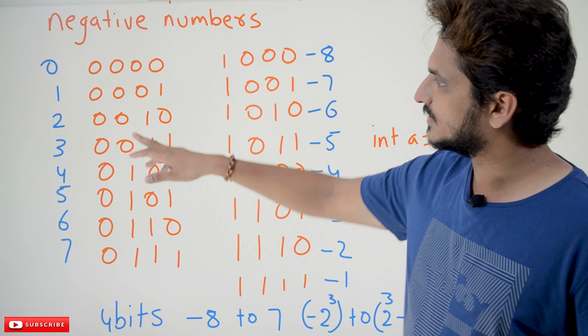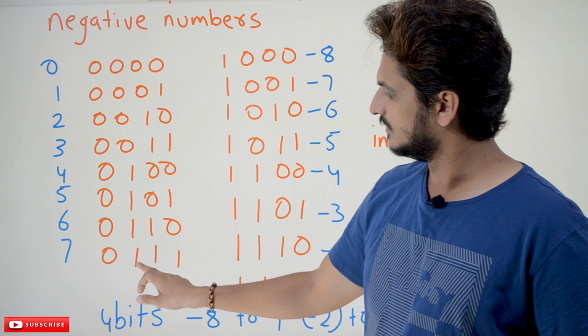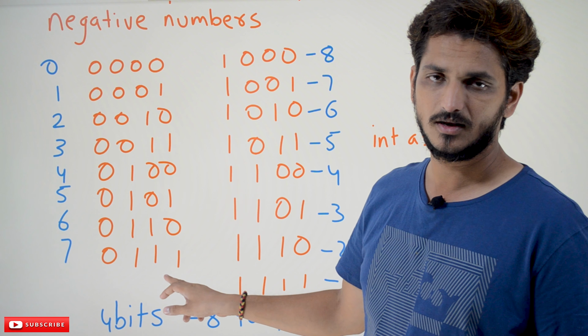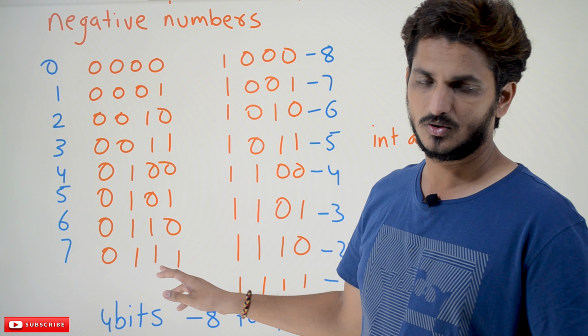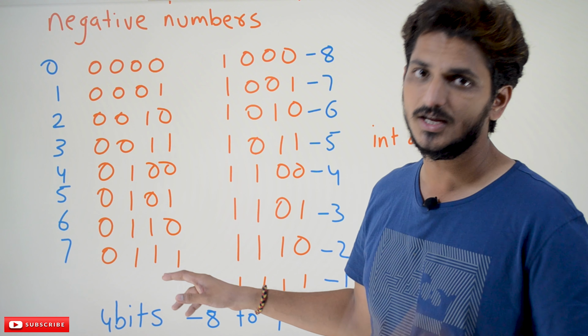So the positive numbers are 0, 1, 2, 3, 4, 5, 6, 7. Triple 1 means 7 in binary. The understanding of these bits is provided in DLD.